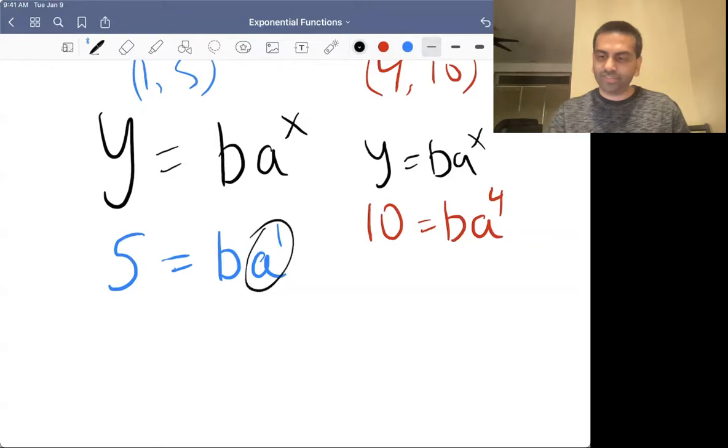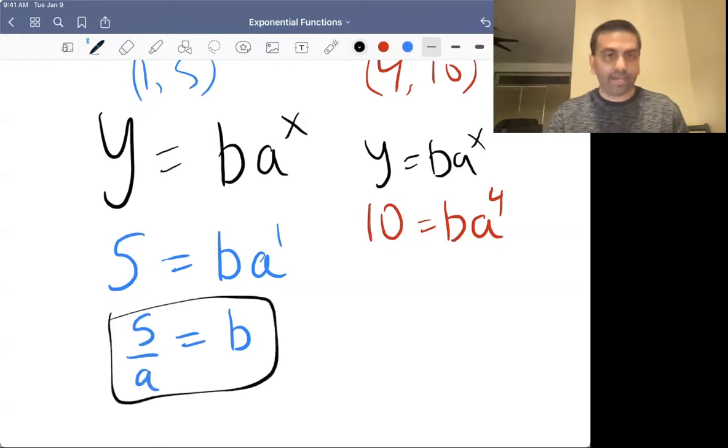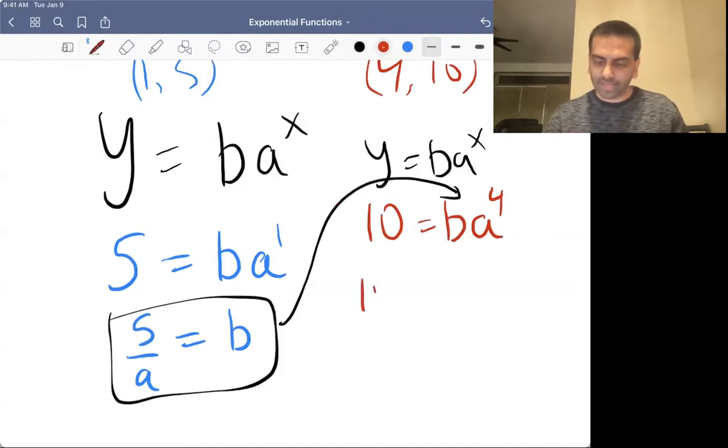A to the first power is just a. So if you divide both sides by a, your right-hand side is just left with b, right? Because you divided out the a. And the left-hand side is just left with 5 over a. So now you have what your b is. It's 5 over a. Now you can just plug that into the second equation, the b in the second equation. So let's rewrite the second equation. 10 equals b, which we know is 5 over a, right, from the first one, times a to the 4th.